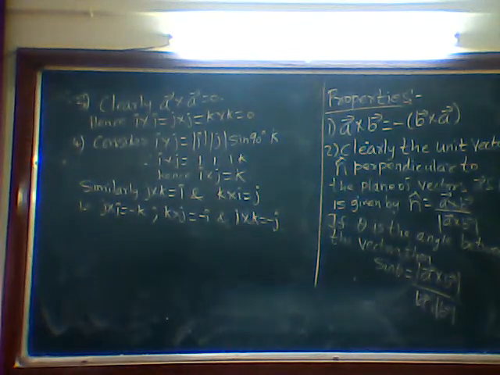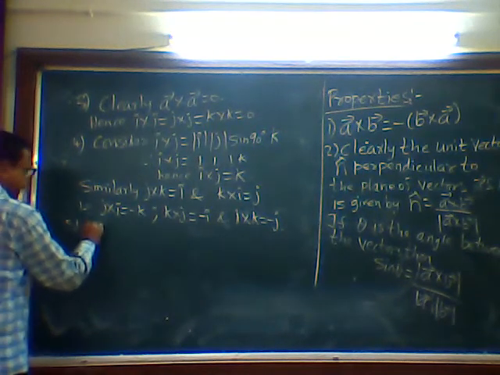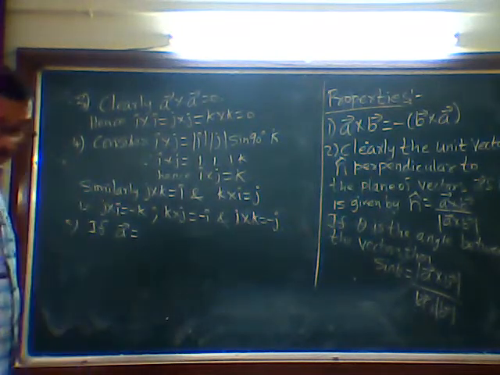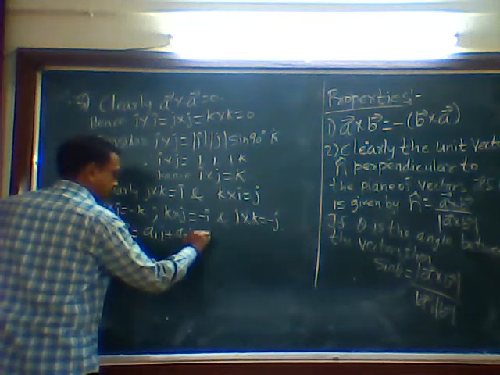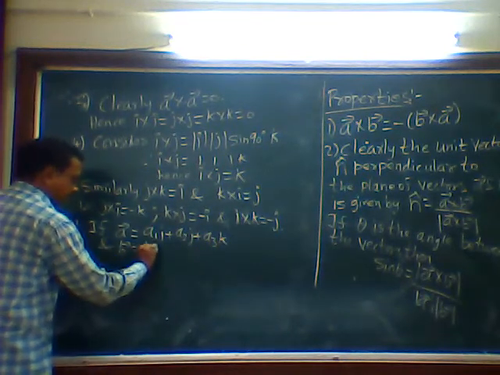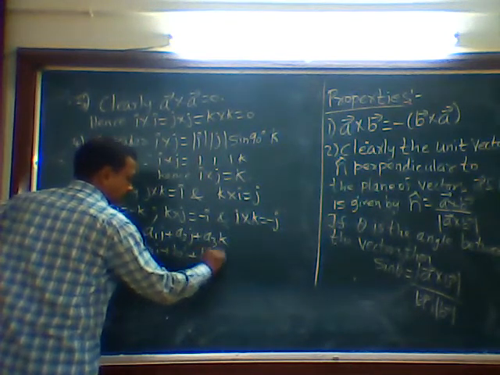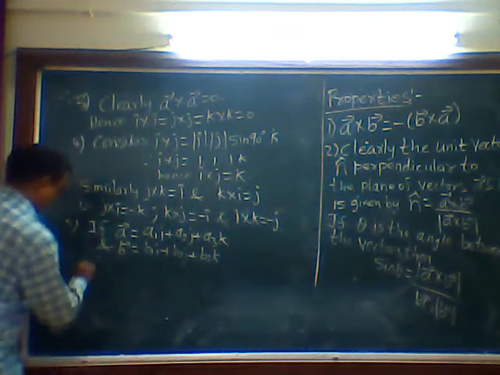Next, when the vectors are given, how to write a bar cross b bar. Fifth one. If a bar is equal to a1 i plus a2 j plus a3 k, and b bar is equal to b1 i plus b2 j plus b3 k, then I am writing directly the formula.